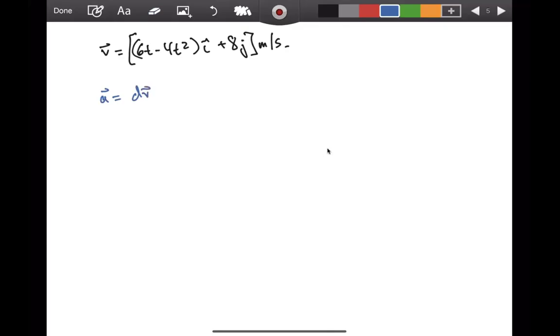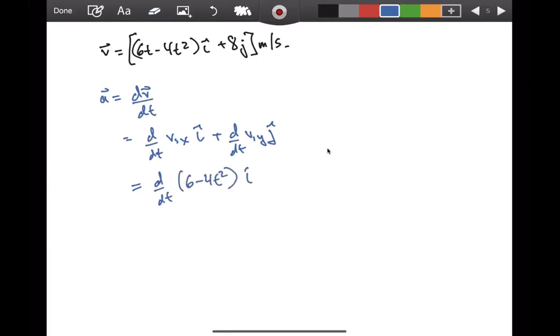So this is my time rate of change of the velocity. This is going to be equal to the time rate of change of the x component of the velocity, in the i hat direction, plus the time rate of change of the y portion of the velocity, in the j hat direction. So this is the time rate of change of 6 minus 4t squared in the i hat, plus the time rate of change of 8 in the j hat direction.